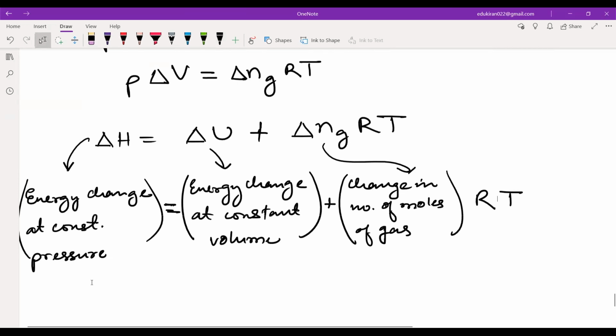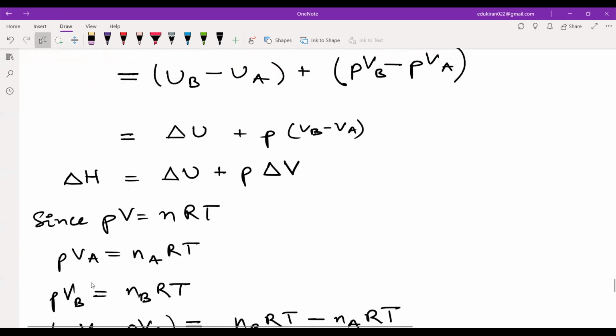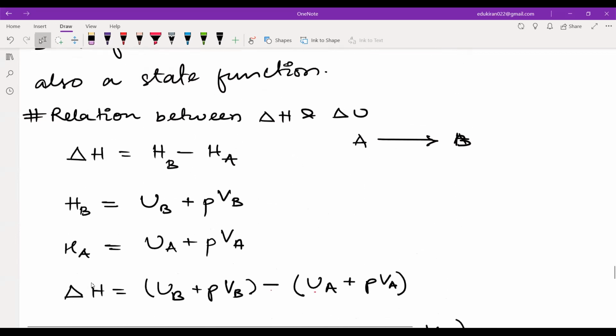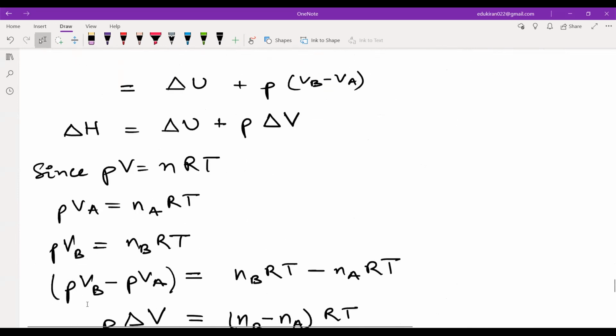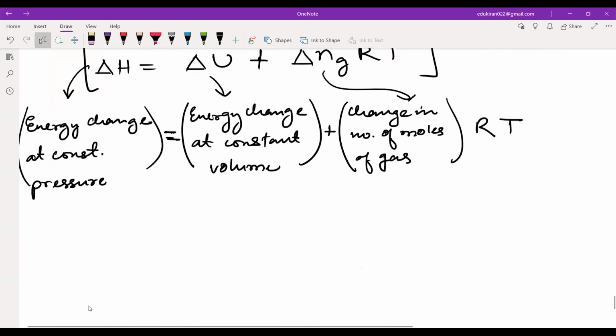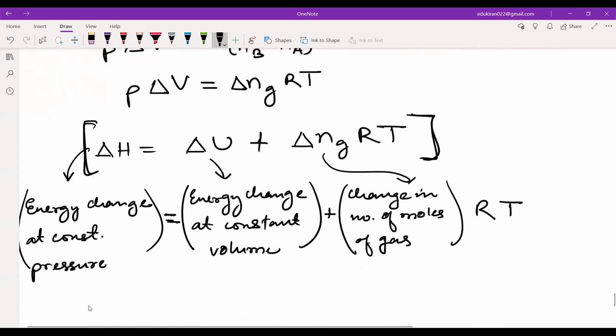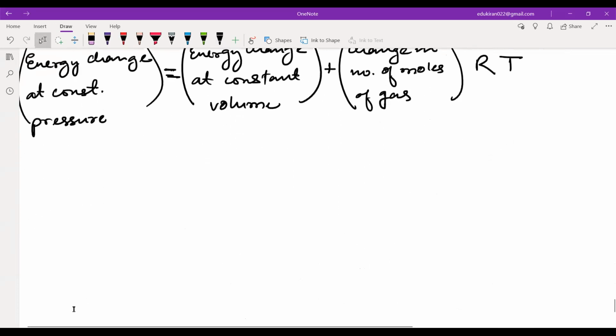Okay, now we will use this particular equation to solve a problem. So all of you understood this particular derivation, yes or no? We have derived the relationship between delta H and delta U. So this equation is very important, and this will be used in solving many questions. Delta H is equal to delta U plus delta NG RT.